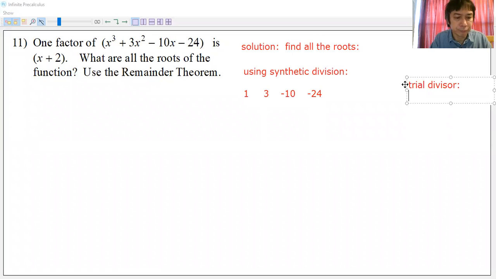x plus 2 equals 0, x is equal to negative 2. And so we can put here a partition. We put the minus 2 there, okay? All right, we continue with the division.